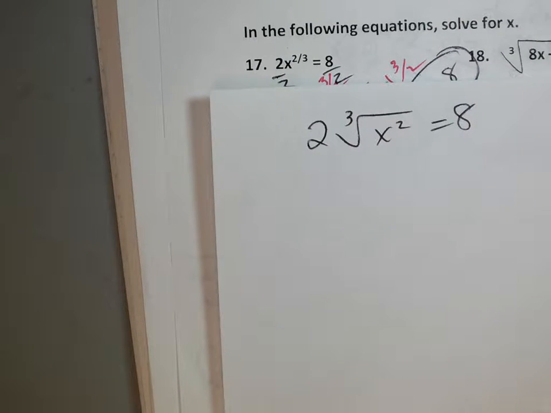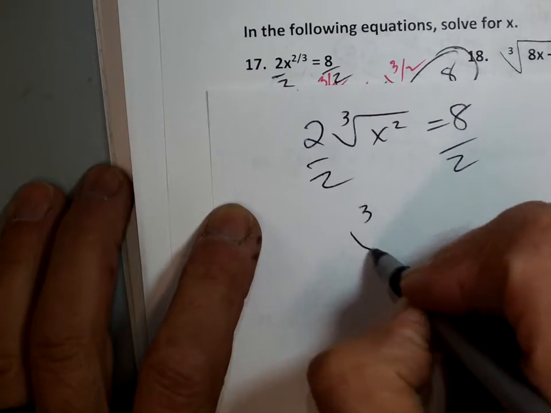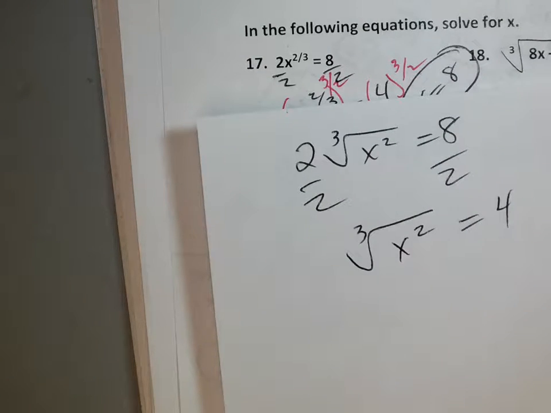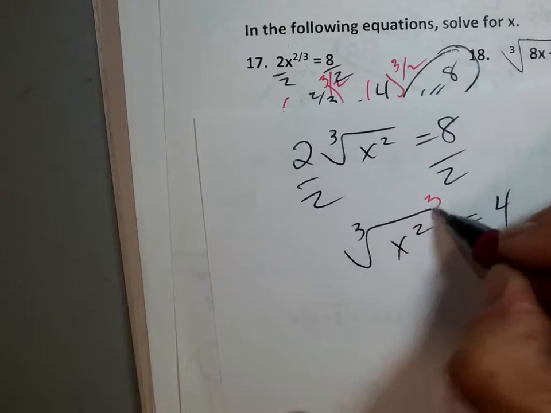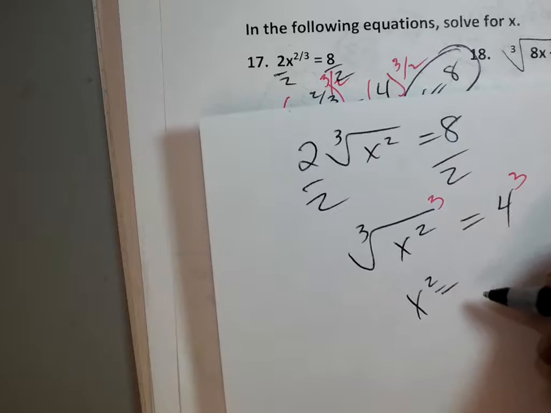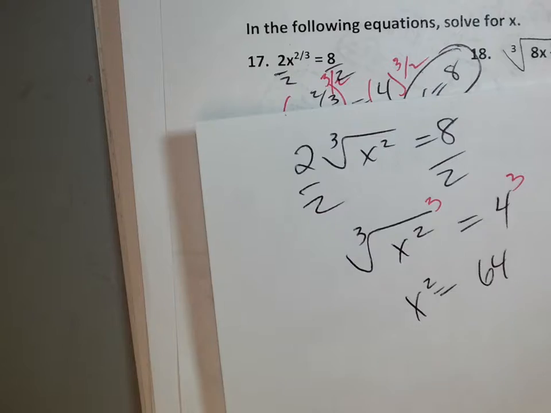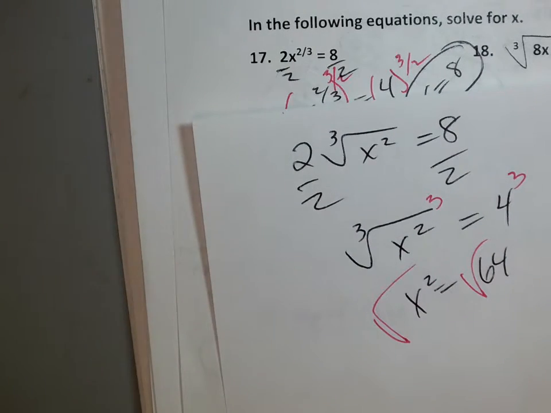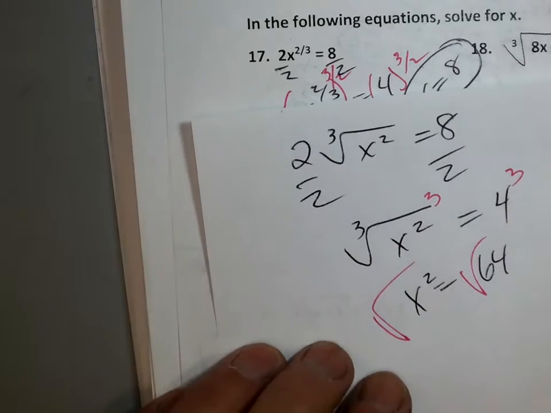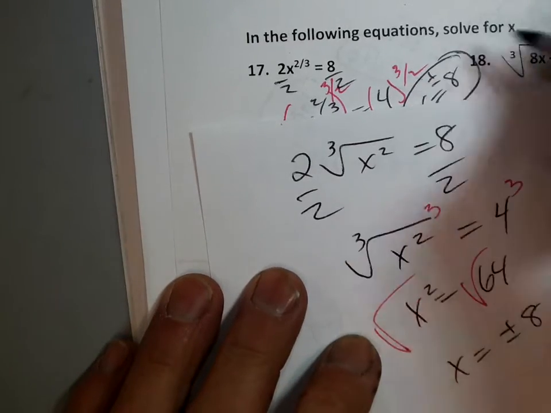2, bottom number's the root, top number's power, okay? So then divide by 2, divide by 2. I've got the cube root of x squared equals 4, okay? I can cube it, and I've got x squared equals 4 times 4 times 4 is 64. I can square root it, and I get 8 after all, don't I? What? Yeah, John? It is plus or minus. Yes, it is because of the square. X equals plus or minus 8. Thanks, John. I agree with you. Totally agree with you.